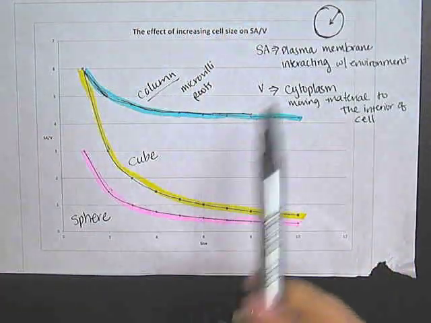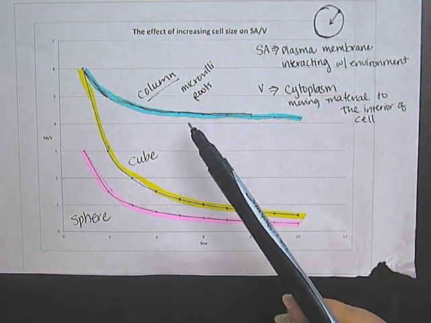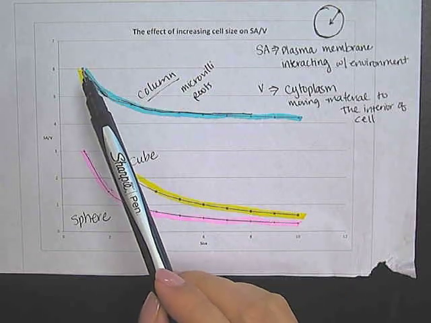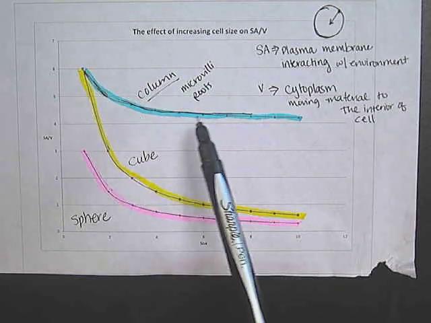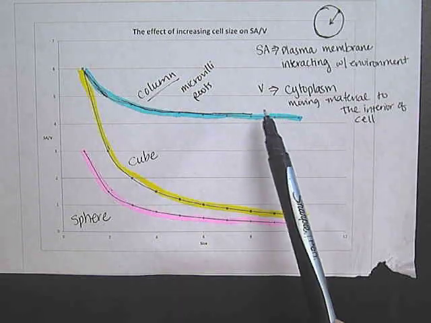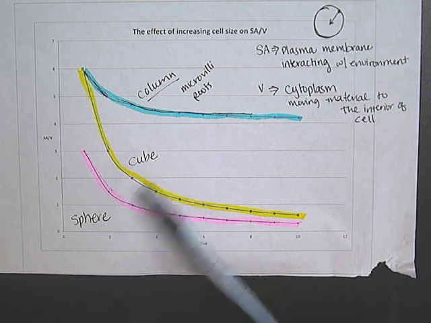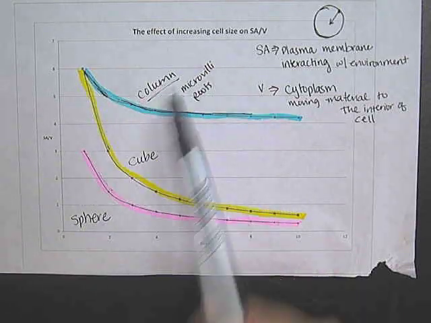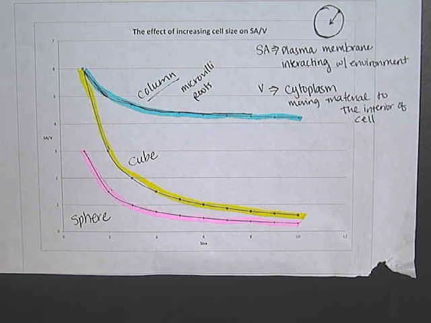Okay, so the larger the shape is, the less that surface area to volume ratio decreases. That surface area to volume ratio doesn't decrease as much as it does with the cube or the sphere. So if a cell has to be larger, column shape is going to maintain that high efficiency.